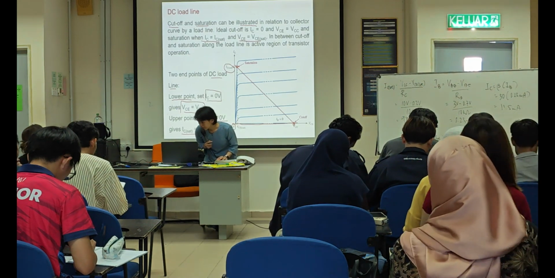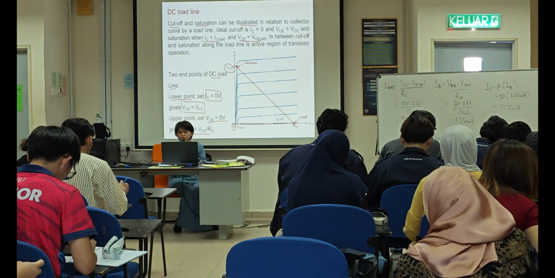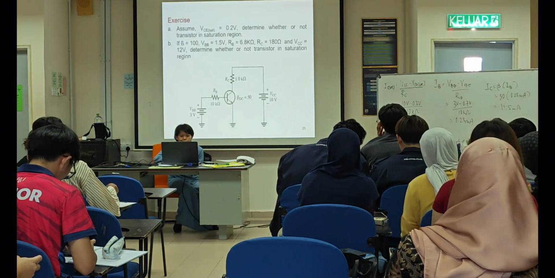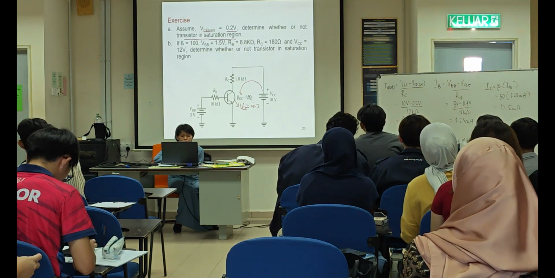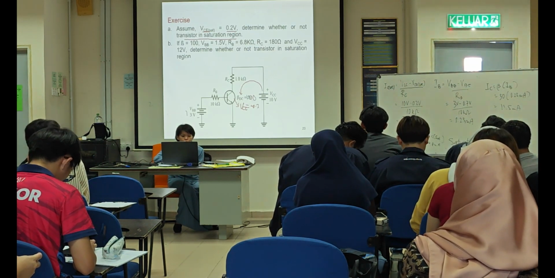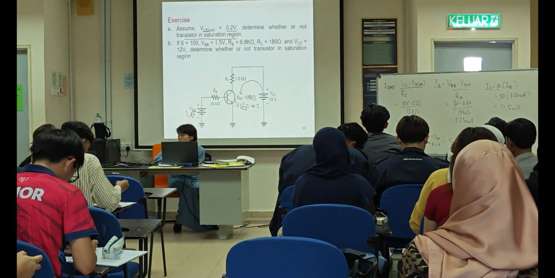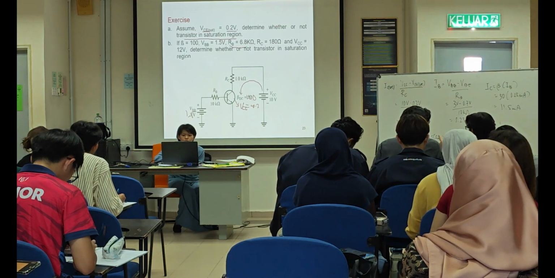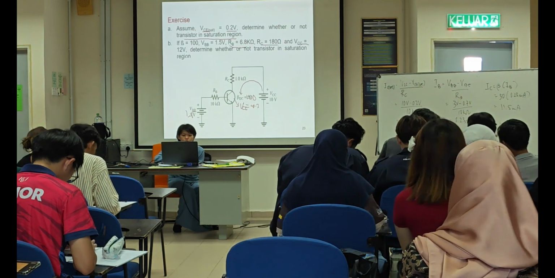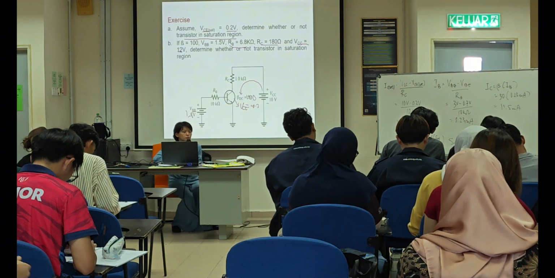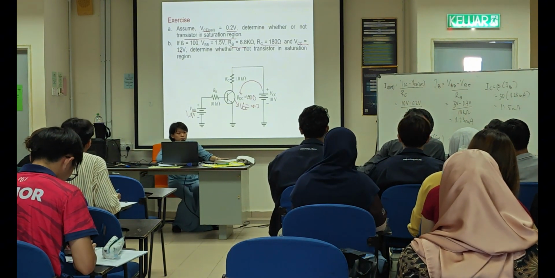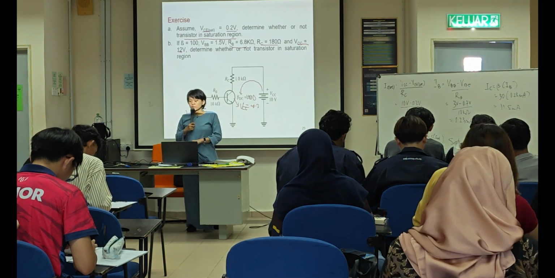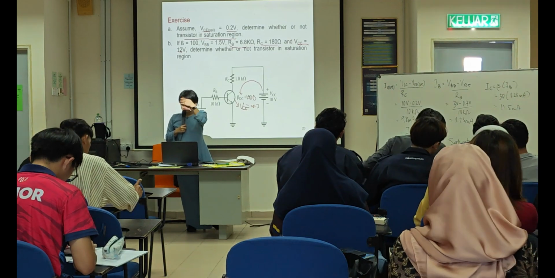Now you go back and change this question. You change this to 100, VBB you change to 1.5. You change all and calculate. RB you change, RC you change, VCC you change, and then you determine whether it's saturated or not. Same method. You change the value and calculate. Next one is homework. We discuss next class.